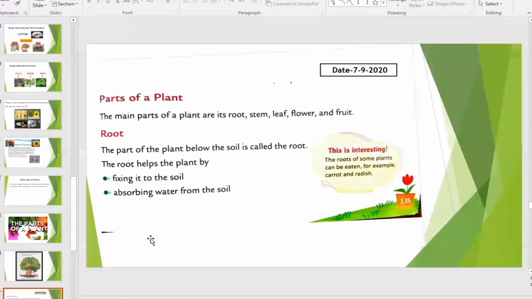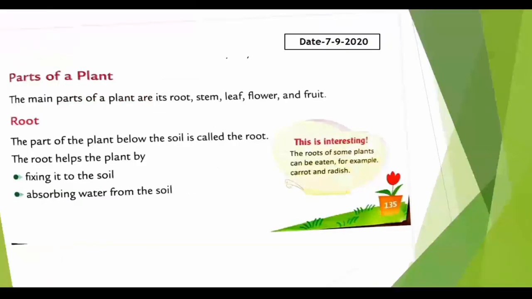Page 135. Yesterday we did root, parts of a plant and root. We did the eating part. And this time we took that plants give oxygen and they give shelter to animals and birds. Okay, now we are going to start. We will revise.